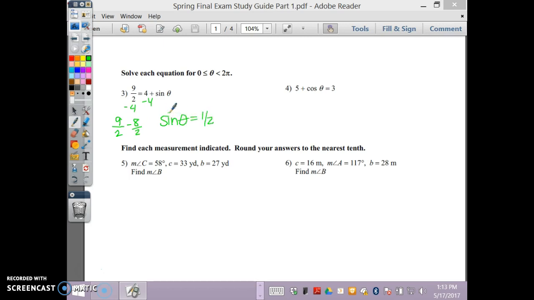So what I'm asking you here is, on the unit circle, what are the radian measures, what are the angles where the y value is 1/2? So when is it just here and here? And that would be at pi over 6 and 5 pi over 6.